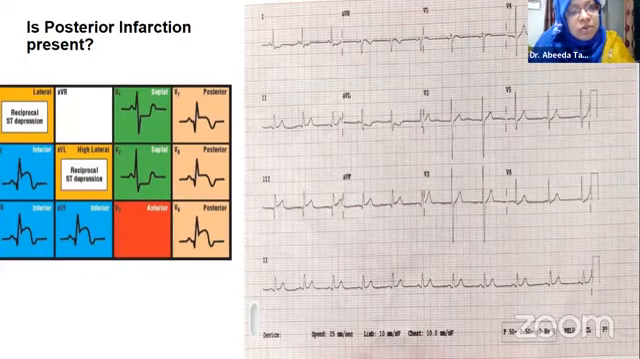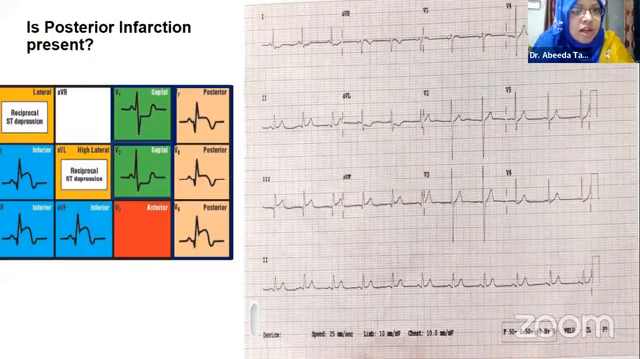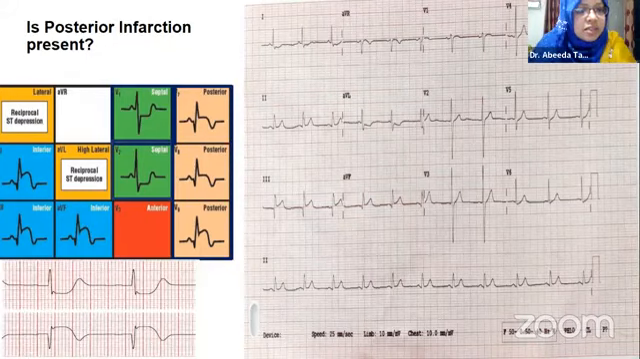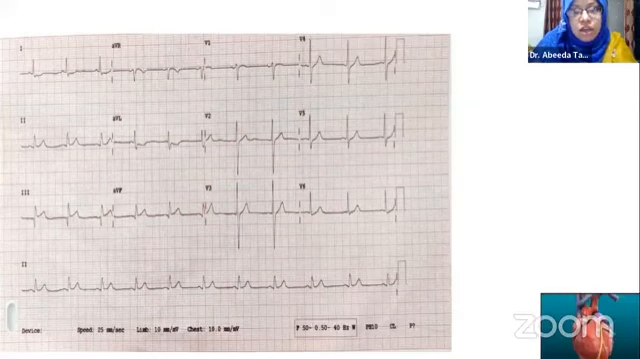The second question is whether there is any posterior infarction. How can we localize posterior infarction looking at this left-sided ECG? If in the left-sided ECG, in V1 and V2, there is ST depression, and also there is an increased R wave relative to S in V2, then we can call that there is posterior infarction. So here it is also absent.